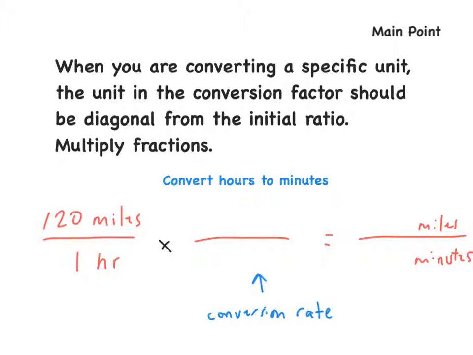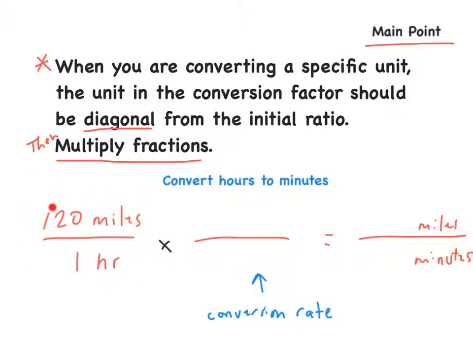So the main point. Basically, I need you to write this down. When you're converting a specific unit, the unit in the conversion factor should be diagonal from the initial ratio. Then, after that, you multiply the fractions. So, in the below scenario, I want to convert the hours into minutes. This is what we're starting off with. This is our first ratio.